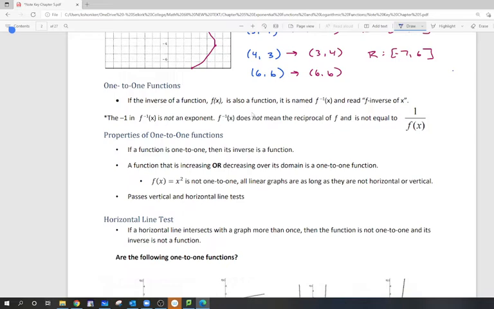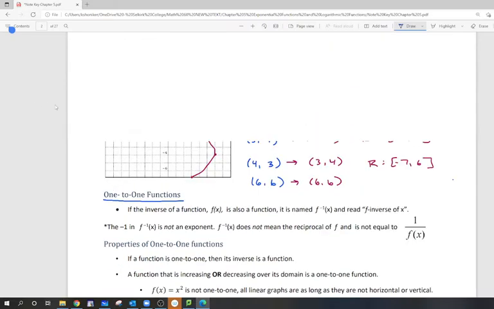So we are going to be looking to see if these are called one-to-one functions. A one-to-one function is specific in that the original relation is a function and the inverse is a function.